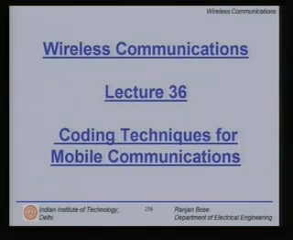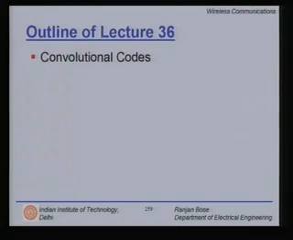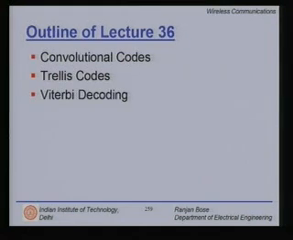The next lecture on wireless communications. Today we will look at yet another class of error control codes called convolutional codes. First, the outline for today's talk. We will start with an introduction to convolutional codes, which are essentially codes with memory. We will talk about trellis codes, followed by Viterbi decoding, which is the standard decoding procedure for trellis codes.